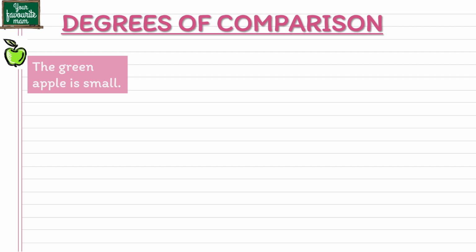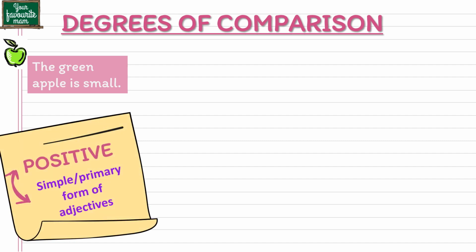So the three different forms of adjective are called the degrees of comparison. For example, the green apple is small. Here, small is the primary or the simple form of adjective. It is called the positive degree of adjective. And there is no comparison and we only have one object. So we use the primary or the simple form of adjective called the positive degree of adjectives. Example, big, small, tall, clever, beautiful, etc.